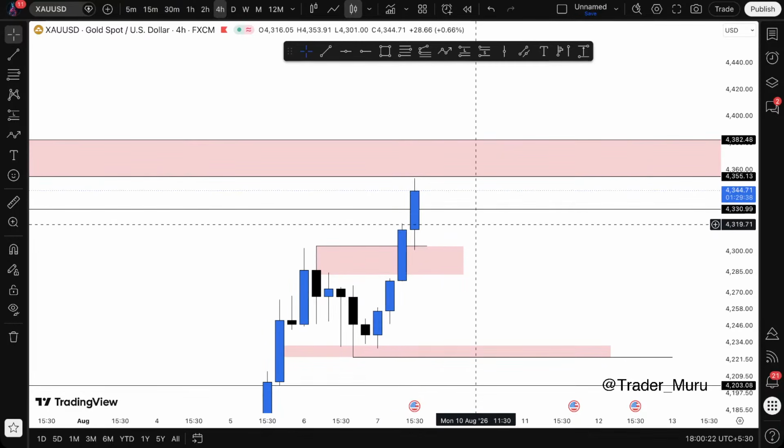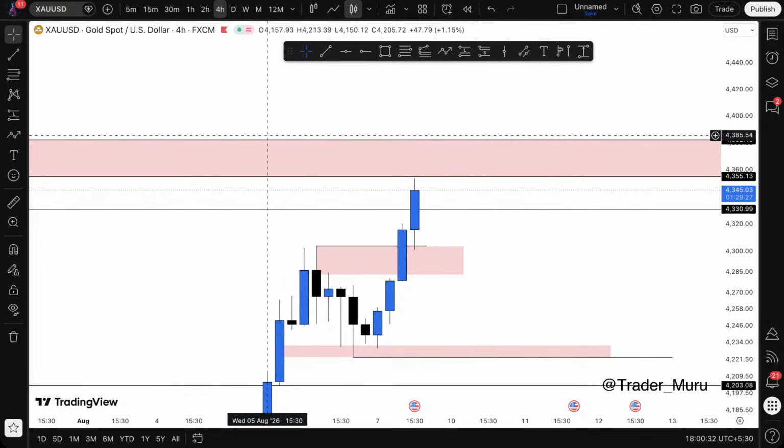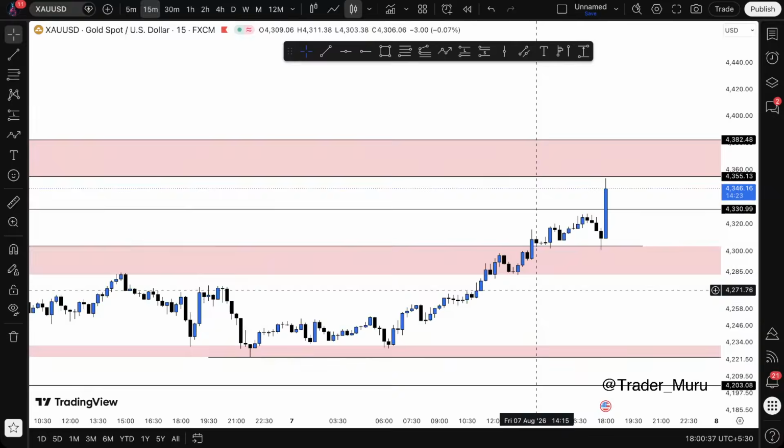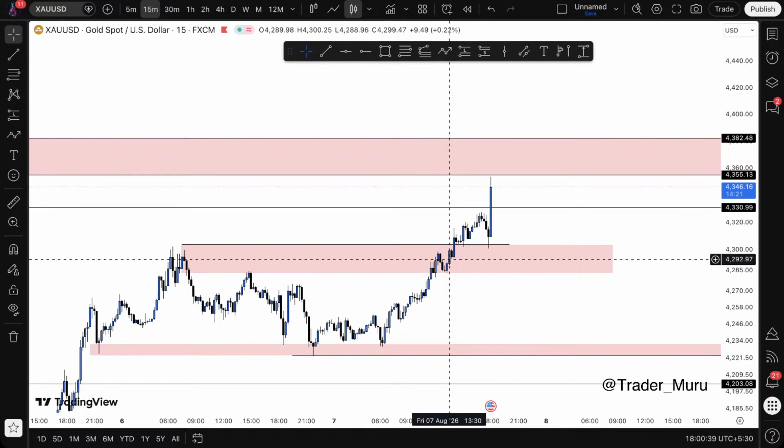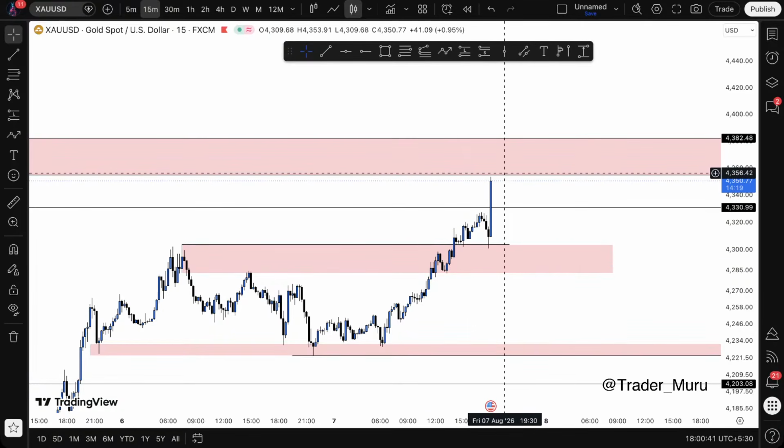Now we will be looking for a short entry. Let's see if we get a short. It went exactly how we expected. First test and pump. Okay. Now wait for rejection here.